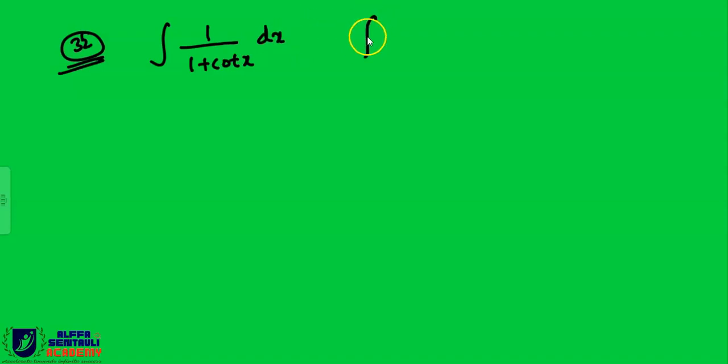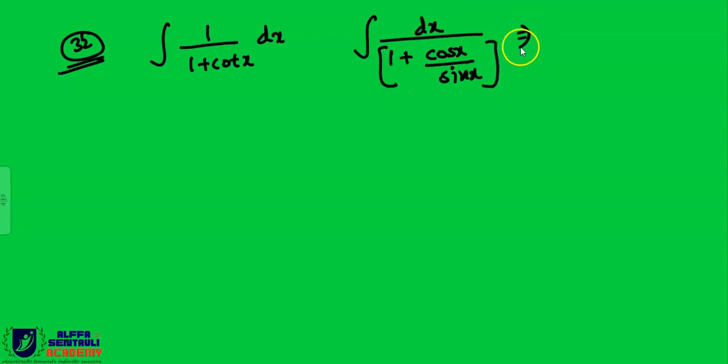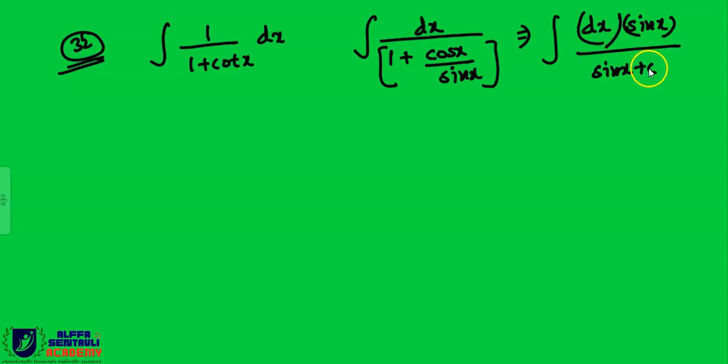So beta, you can write directly, you can take LCM. When you take LCM, this is cos x divided by sin x, correct? This is the complete dx, correct beta? Now you can take LCM, so you will get dx multiplied by sin x, and this is nothing but sin x plus cos x, correct?